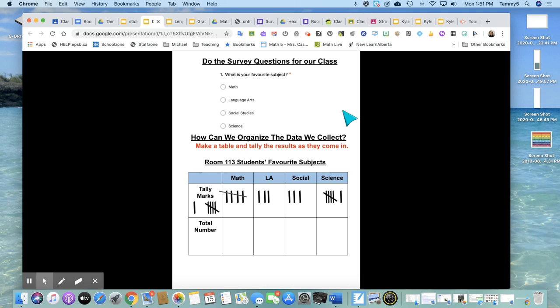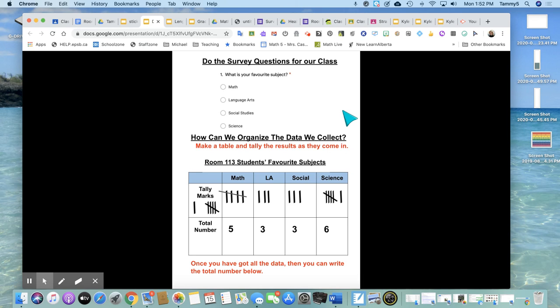Okay, once you're done collecting your data, let's pretend you've closed the survey. Now what I want you to do is write the total number underneath. So you would say for math, 5 people in our class say math is their favorite subject. 3 people said LA is their favorite subject. 3 people said social is their favorite. And lastly, 6 people said science was their favorite subject.